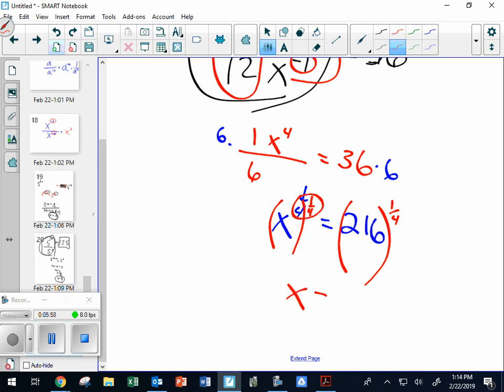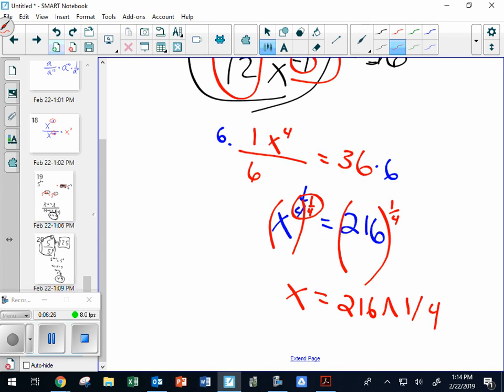X is alone. And 216 to the 1/4, I have no idea. That's just a strange answer. It's not like, oh, it's 3. It's the 4th root of 216. If you needed to know, you go like this. 216 to the power of, and why do you think this would not work? Because the first thing it would do is put it to the power of what?